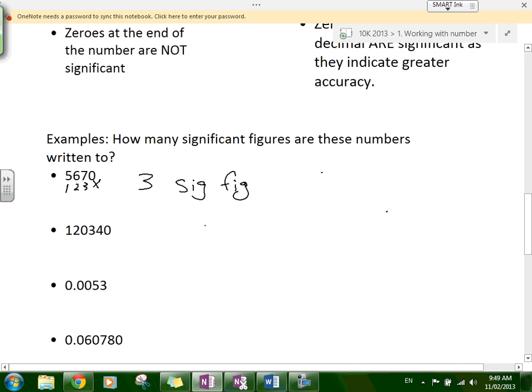Okay? What about the next one? What's the first significant? 1. And then 2 is significant. The 0 is significant because it's between 2 non-zeros. 3 is yes. 4 is yes. Is the last 0 significant, Luke? The last one is... Okay, so it's not significant. And so we have 1, 2, 3, 4, 5 significant figures.